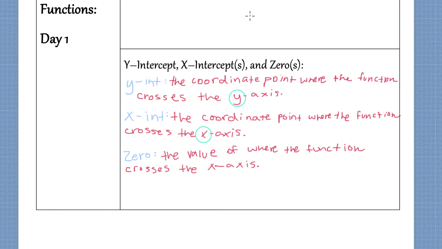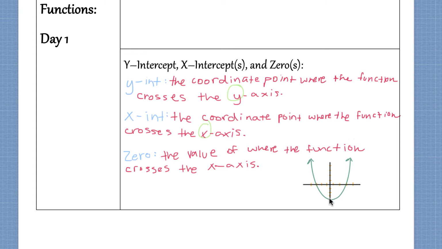Let's say we have this small little graph right here, and it wants us to find each of these: the Y-intercept, the X-intercept, and the zeros. Let's start by finding the Y-intercept. We said the Y-intercept is where the function crosses the y-axis, which is this vertical axis right here.